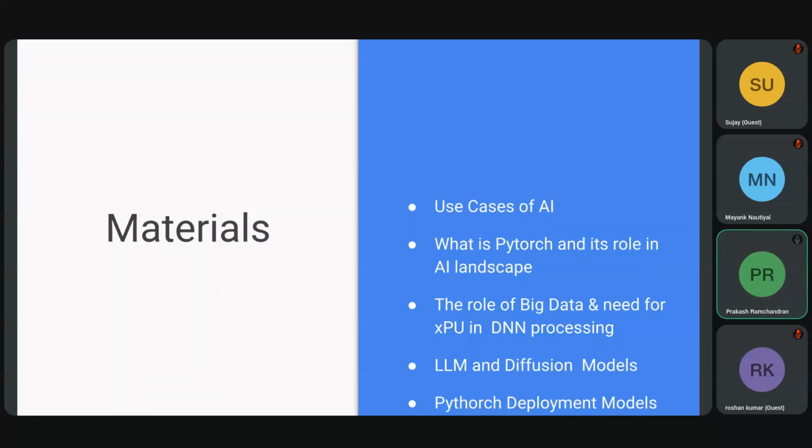Now, what are the materials we are going to cover? What is the use case of AI? There are many use cases, but we'll talk about only a few. What is PyTorch and its role in the AI landscape? Then the role of big data and the need for XPU in DNN. DNN stands for, every terminology I'll explain.